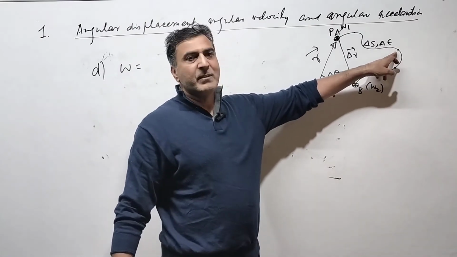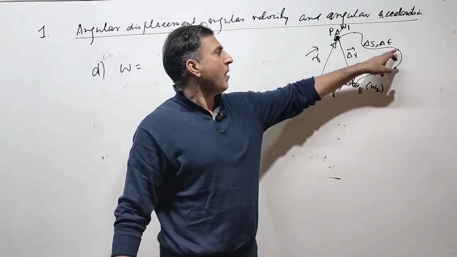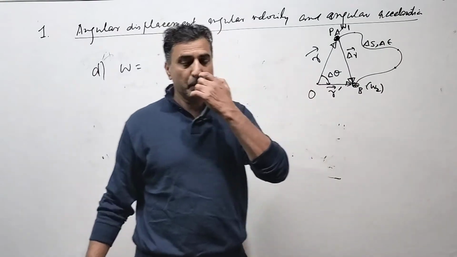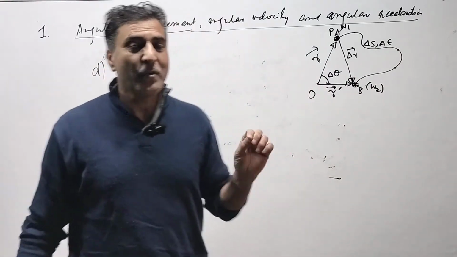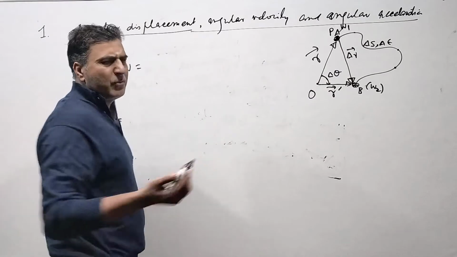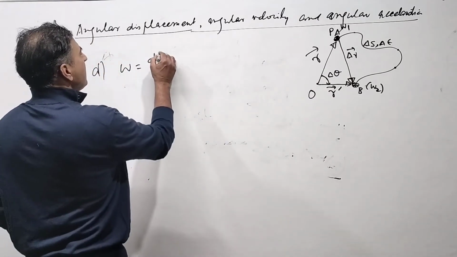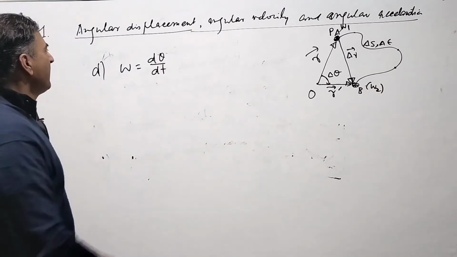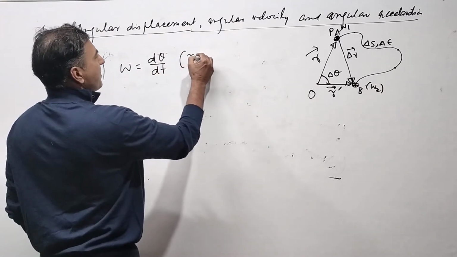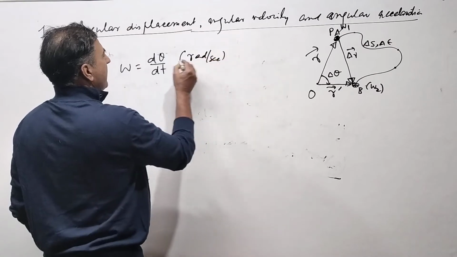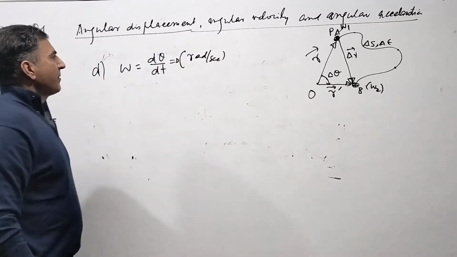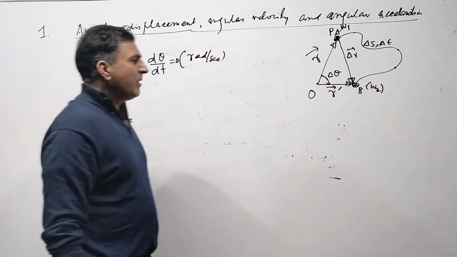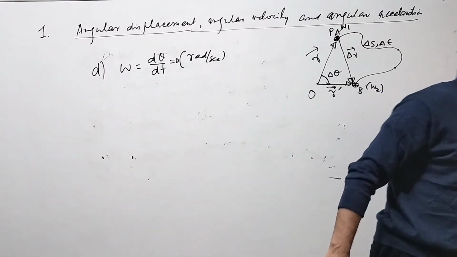How fast the radius vector is cutting the angle per second. How fast at a particular point. So we need to use the calculus for that. That is d theta by dt. You have to differentiate the angle with respect to time. And again the same radians per second. That is its unit. That is all. This is all about these three concepts.